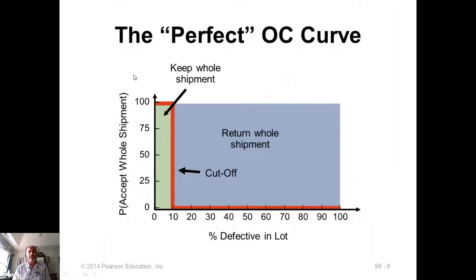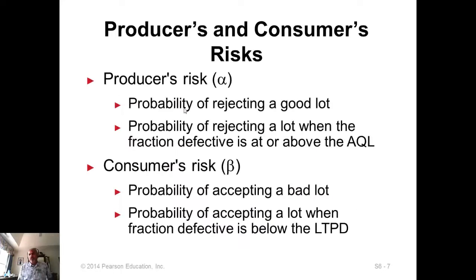A perfect sampling plan would be, if this is your AQL, acceptable quality limit, your sampling plan should be able to discriminate that, and up to 10% you should be able to accept the lot, and beyond 10% you should return the whole lot. But there is no such sampling plan available that will discriminate so clearly, because we are relying on samples. When you get a lot, and when you reject a lot, or when you accept a lot, there is a possibility of making a mistake. So there are two kinds of risks that we will face.